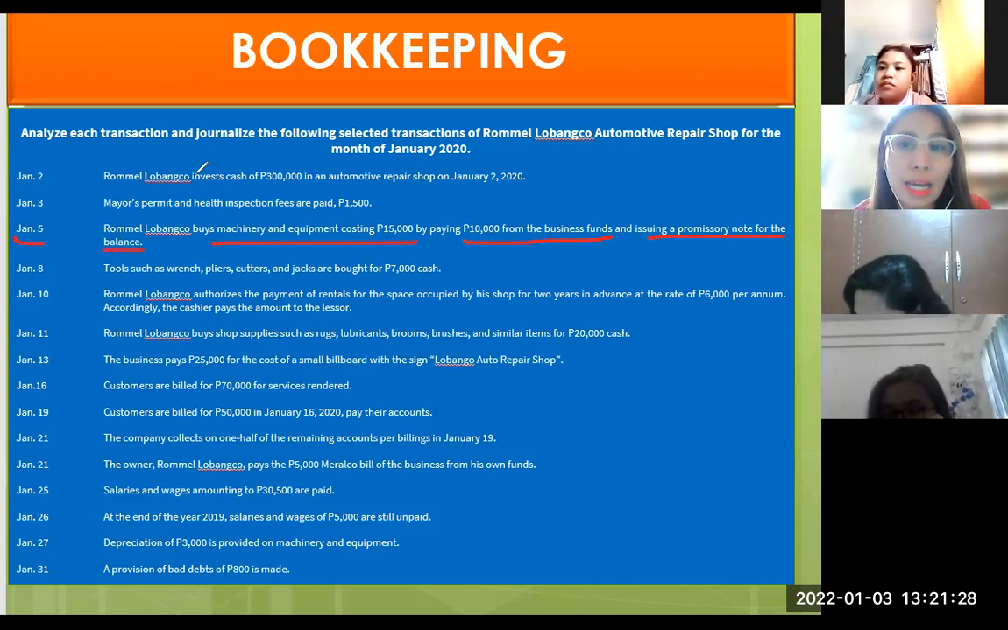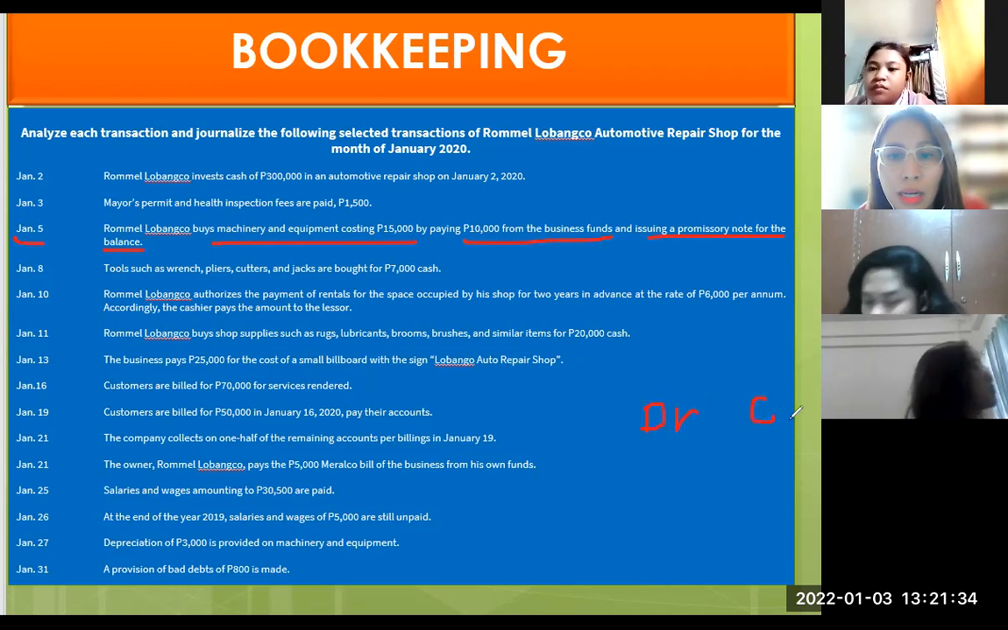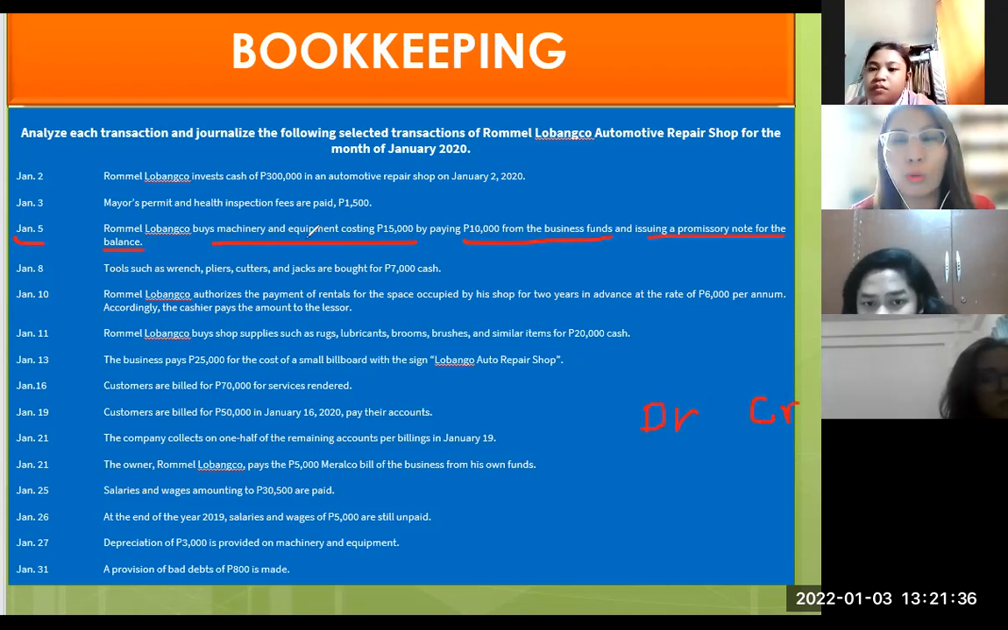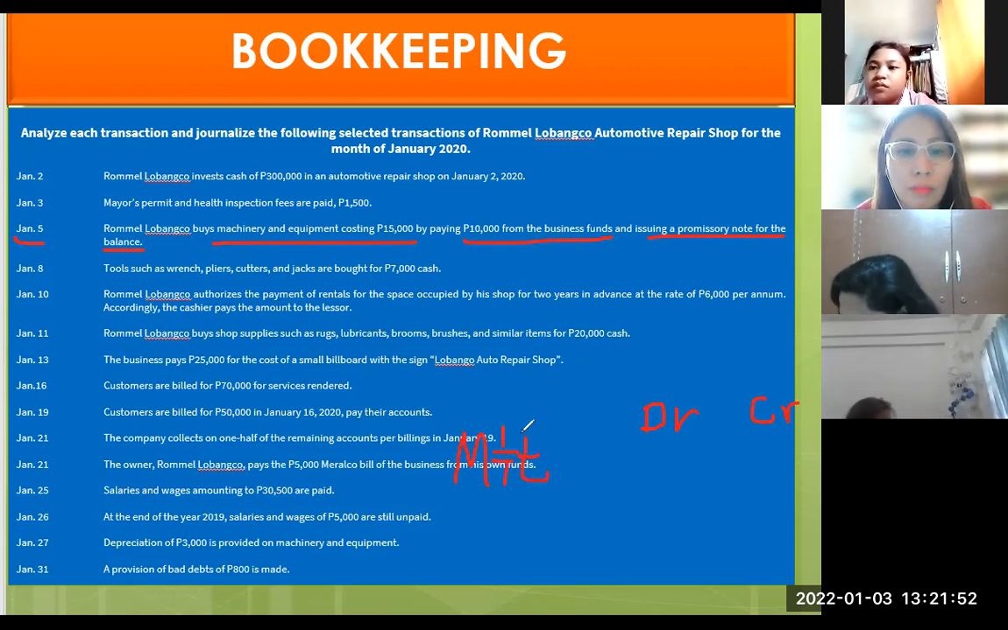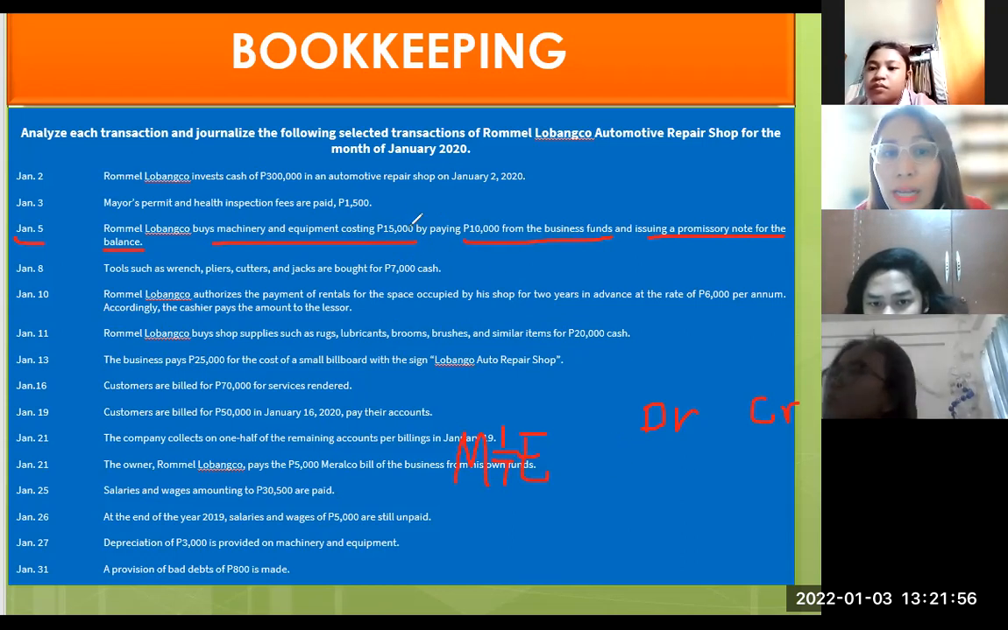Therefore, we have 3 entries here. So, debit and then credit entry. Yung una, value received, always on the debit side, value received, which is machinery and equipment, right? Machinery and equipment. So, code lang muna tayo. Hindi siya kasya. Machinery and equipment. Debit, what's the total value ng machinery and equipment? Nakalagay po, 15,000 pesos.